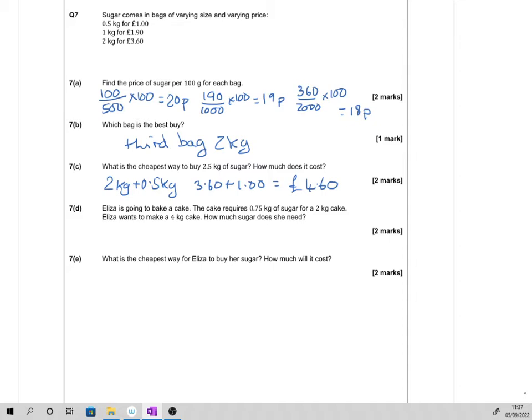Eliza is going to bake a cake. The cake requires 0.75 kilograms of sugar for a 2 kilogram cake. She wants to make a 4 kilogram cake. How much sugar is it?